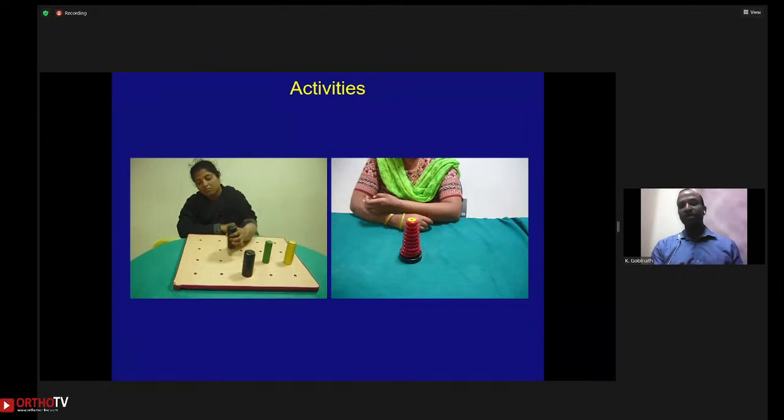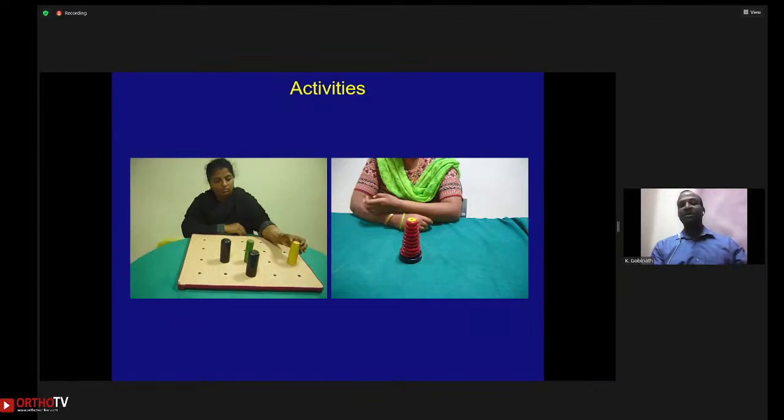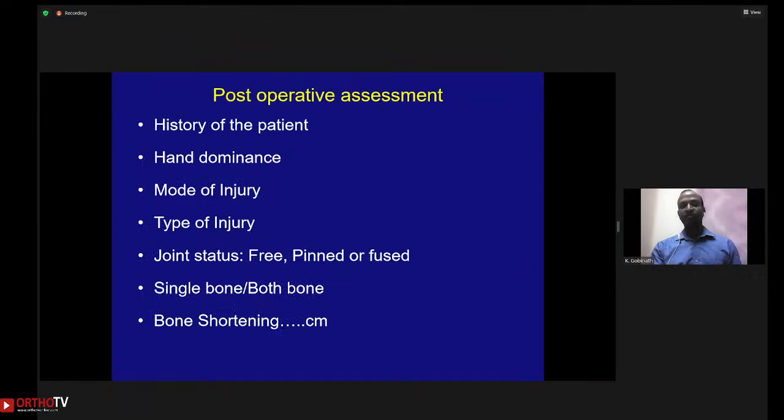At least holding and picking up things will definitely increase muscle strength, and the patient will have confidence that they are able to use the hand for some activities. Slowly the strength will improve, and we can increase the activity still more. Once they are able to use it, we also have to examine the recovery frequently.